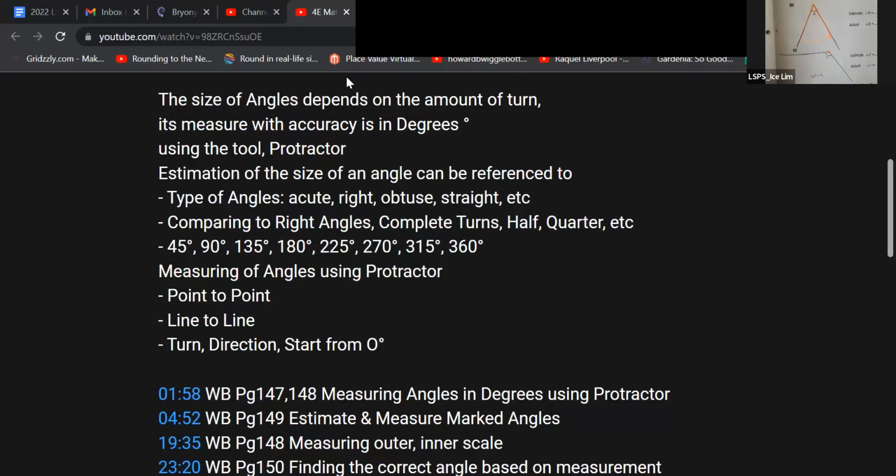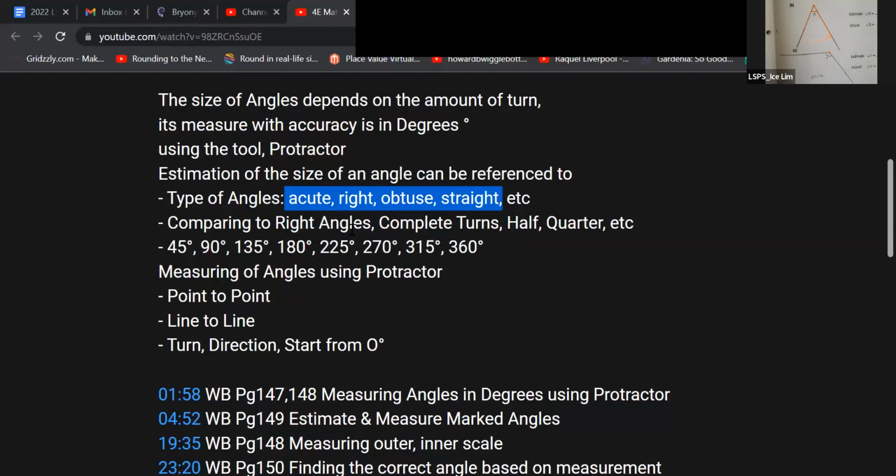So last year we learned types of angles such as acute, right, obtuse, and straight angles. Now, as you go on, you learn other angles like reflex angles, and so on. These are the ones you learn when you are in Primary 3 and 4. Yesterday I showed you another way to estimate.